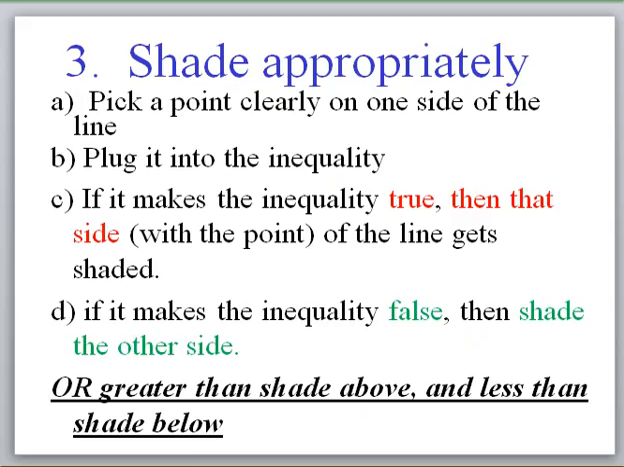Then what you're going to do is you're going to shade appropriately. One way to do that is to pick a point on either side of the line and plug it into the inequality. If the inequality is true, then you shade that side. If the inequality is false, then you shade the other side.